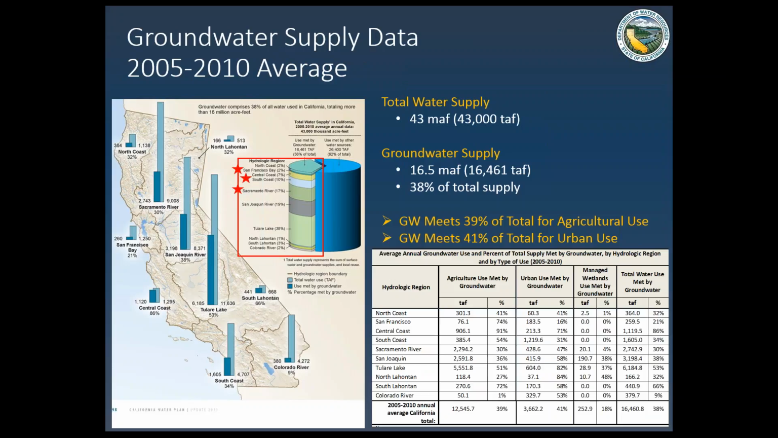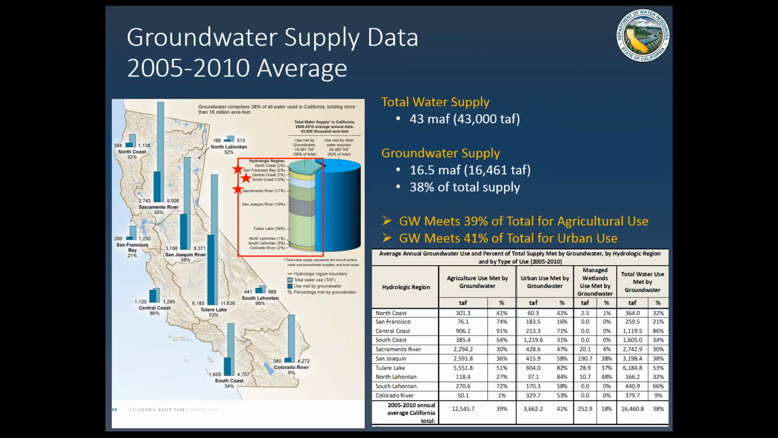Groundwater supply data. This is the average between 2005 and 2010. These are the statewide information here for all the hydrologic regions. Again, we're going to focus on the 3, but I just wanted to bring the statewide in for some perspective. 43 million acre-feet of total water is used throughout the state, and groundwater represents 16.5 million acre-feet, which is 38% in a normal year. Like I said, it's averaged between 2005 and 2010.